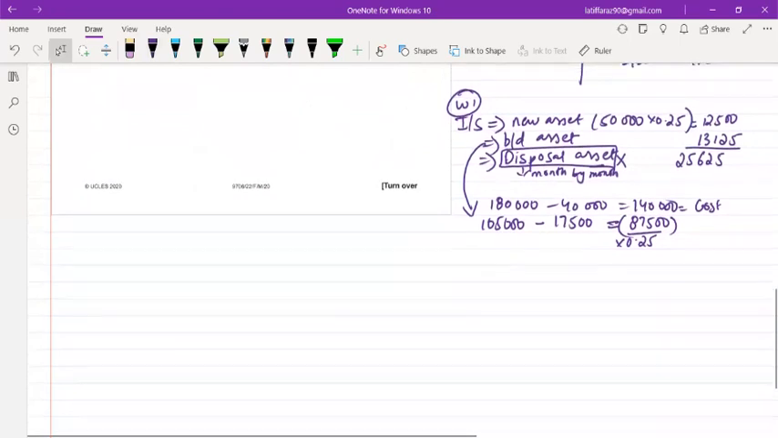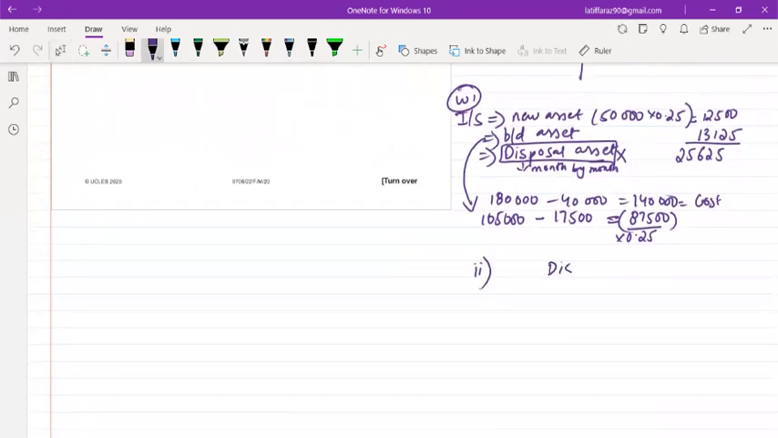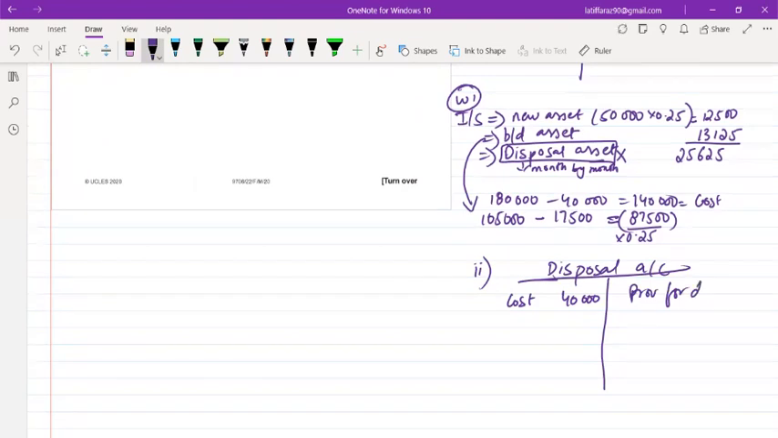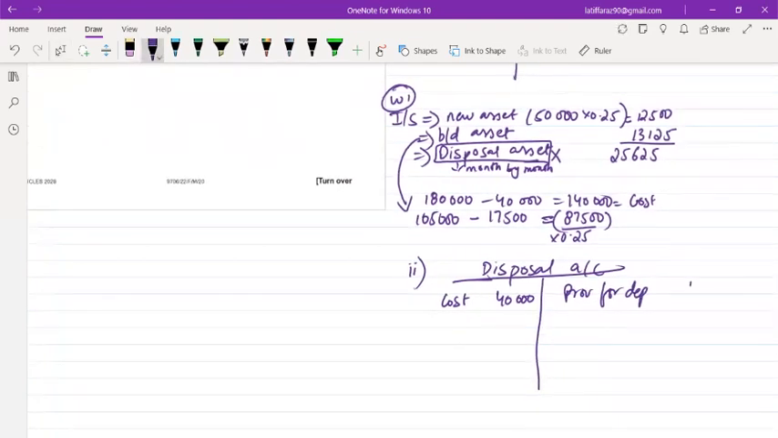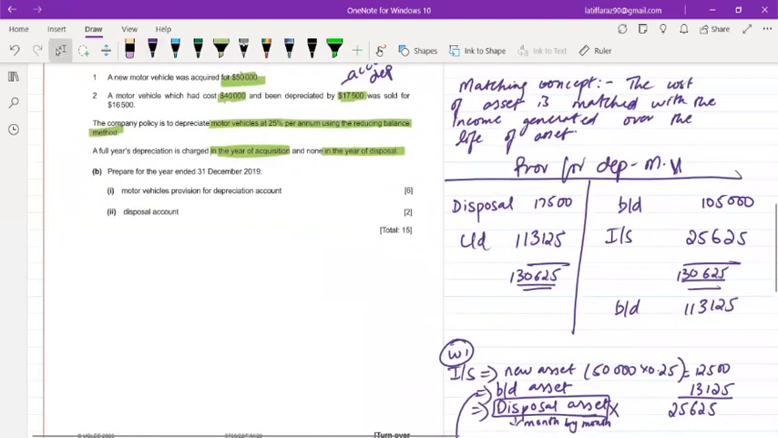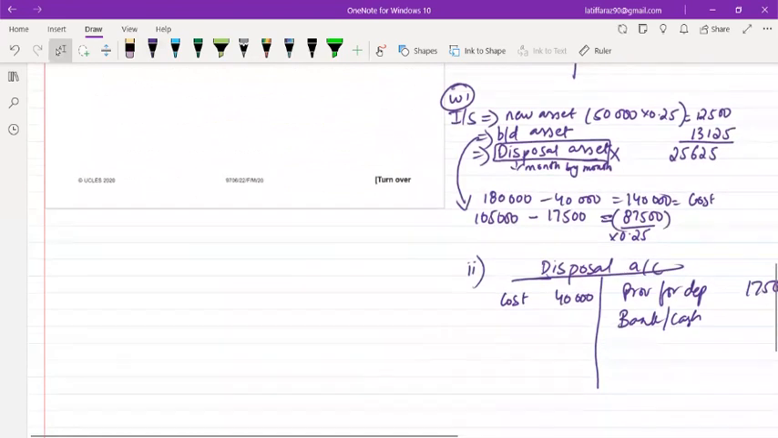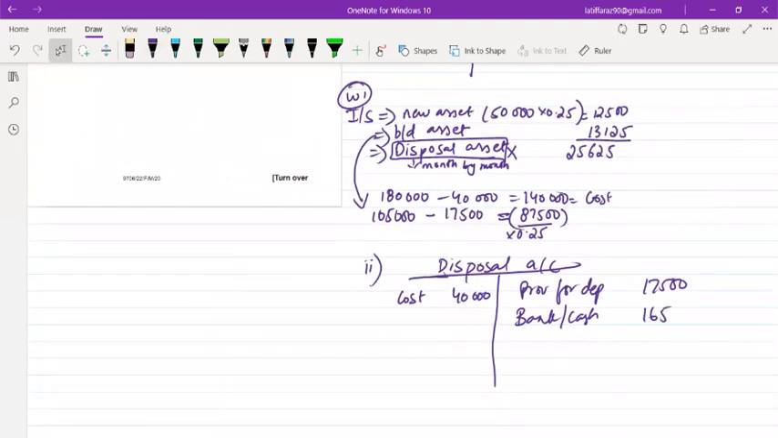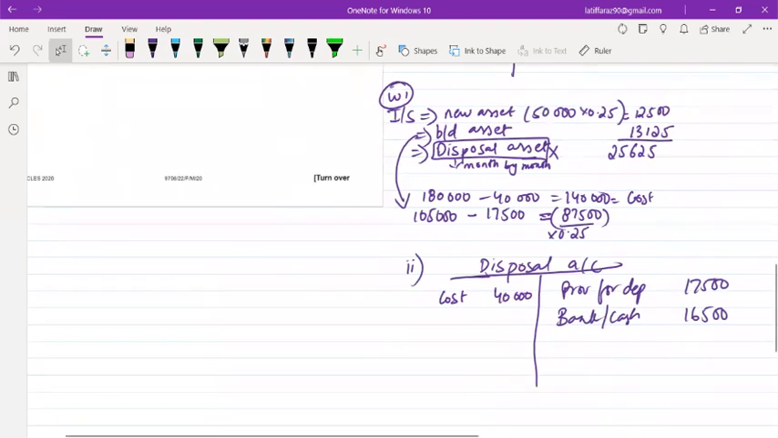Now the next part is we have to make the disposal account. So for disposal account, there are three entries. The cost of asset, which is 40,000. The provision for depreciation or the accumulated depreciation of the asset is 17,500. And the asset was sold for how much? It was sold for 16,500. These three entries are entered in the disposal account.